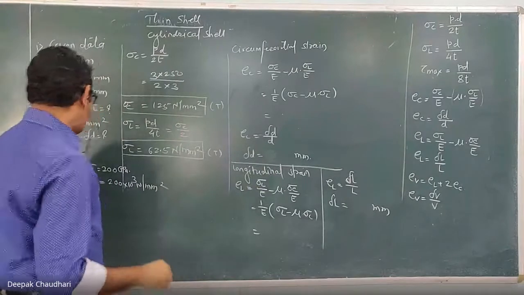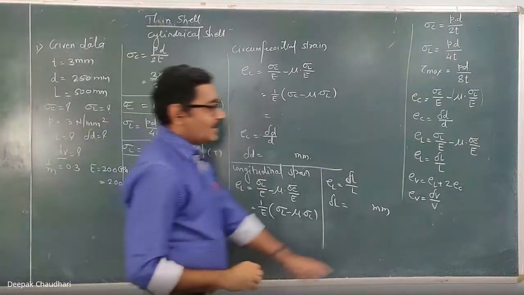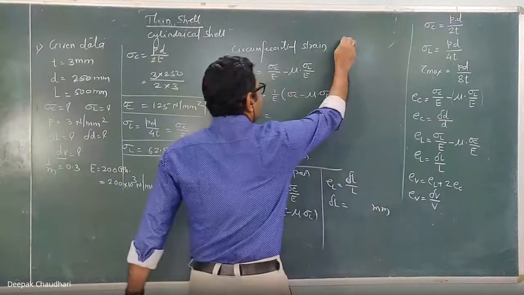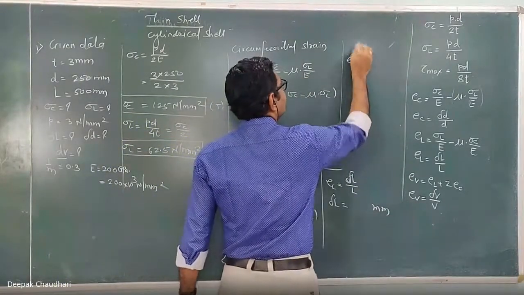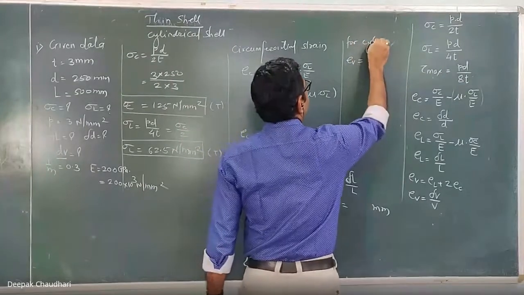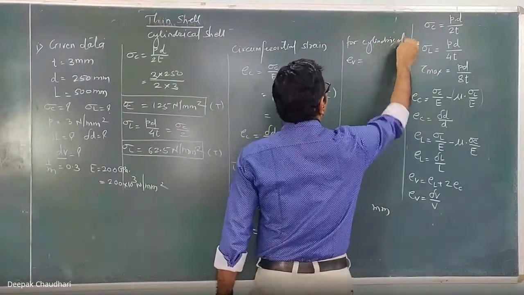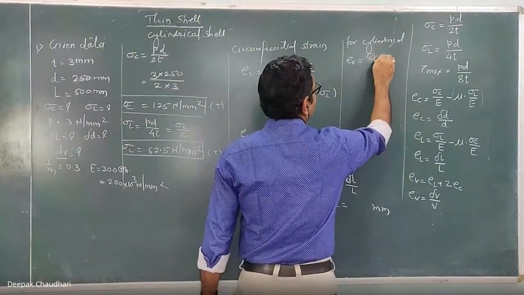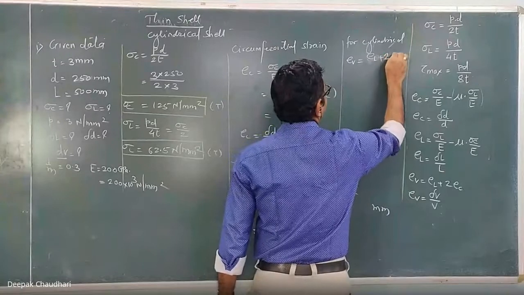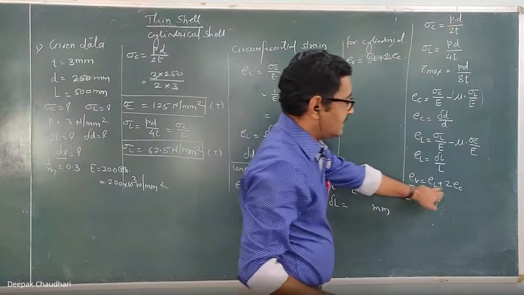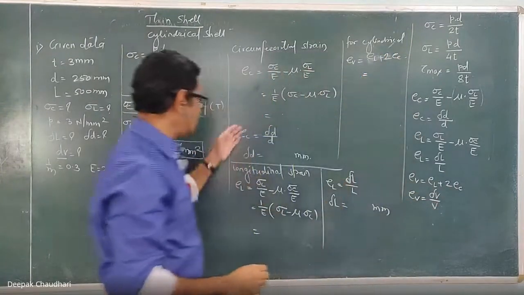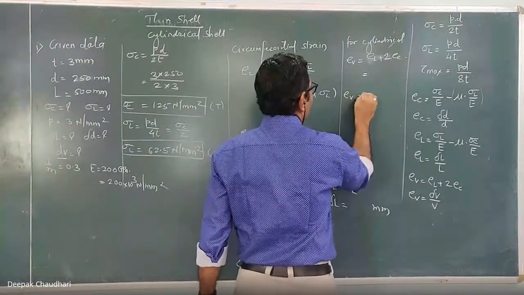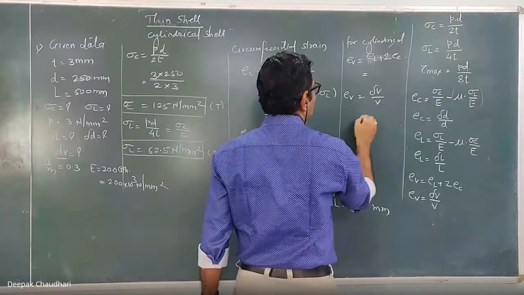Okay, then to calculate the change in volume, we require the volumetric strain, because the original volume is known to you. Now, the volumetric strain for the cylindrical shell. This is for the cylindrical shell. So for the cylindrical shell, the volumetric strain is given by EL plus 2EC. EL and EC both you have calculated. Substitute that value over there. You will get the volumetric strain, and then this volumetric strain equals the change in volume over original volume.